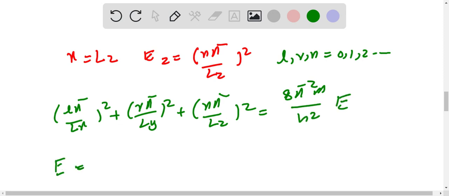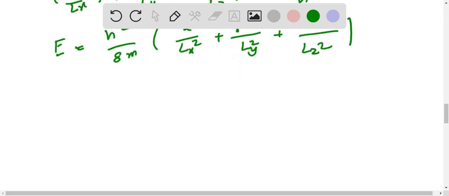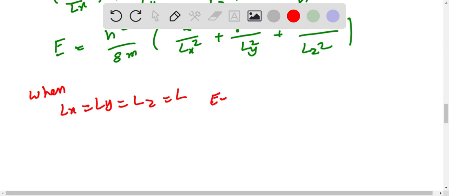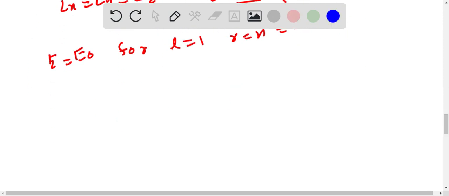So E is equal to h square over 8 times m into l square over Lx square plus r square over Ly square plus n square over Lz square. When Lx is equal to Ly is equal to Lz is equal to L, E will be equal to h square over 8 m L square times l square plus r square plus n square. And if E is equal to E naught for l is equal to 1, r is equal to n is equal to 0, the next energy levels are given by the following equation.